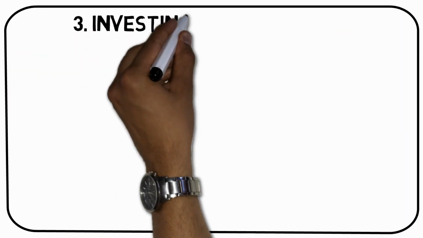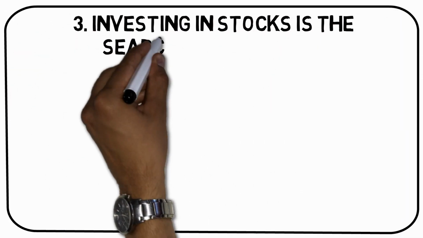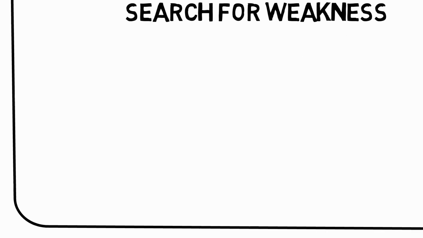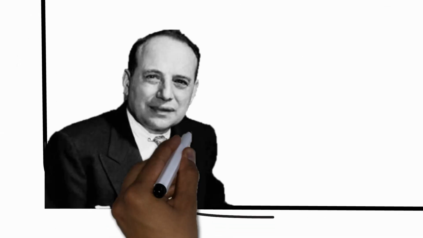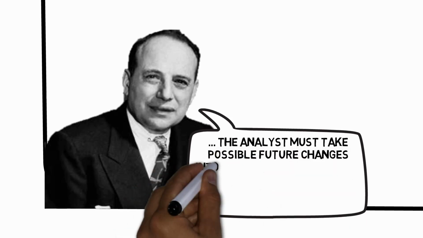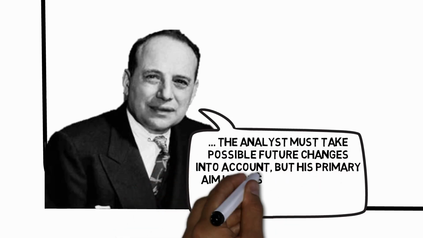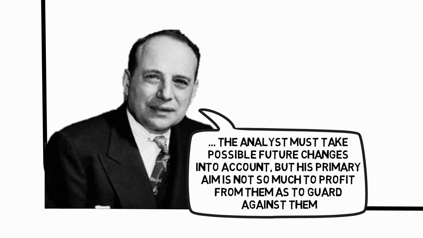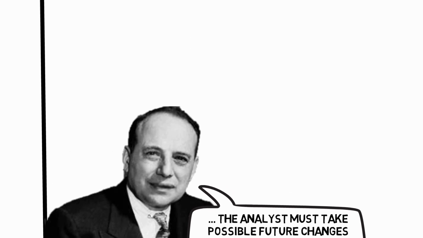Takeaway number 3. Investing in stocks is the search for weakness. Investing in stocks will always be a bet on the future, but as Benjamin Graham expresses it, the analyst must take possible future changes into account, but his primary aim is not so much to profit from them as to guard against them. He suggests that you should find individual stocks that are attractive based on what they've already proven, not what they might prove in the future.